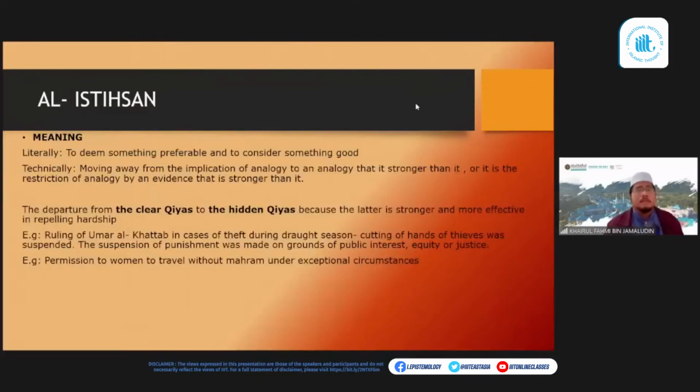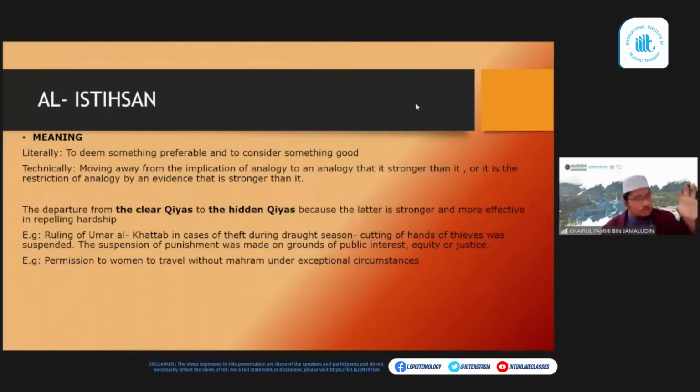Istihsan means to do something preferable and to consider something good. Technically, it is moving away from the application of an analogy to an analogy that is stronger than it. So we move from one analogy to another analogy that is, according to us, much stronger, or it is the restriction of analogy by evidence that is stronger than it, the departure from the clear qiyas to the hidden qiyas.